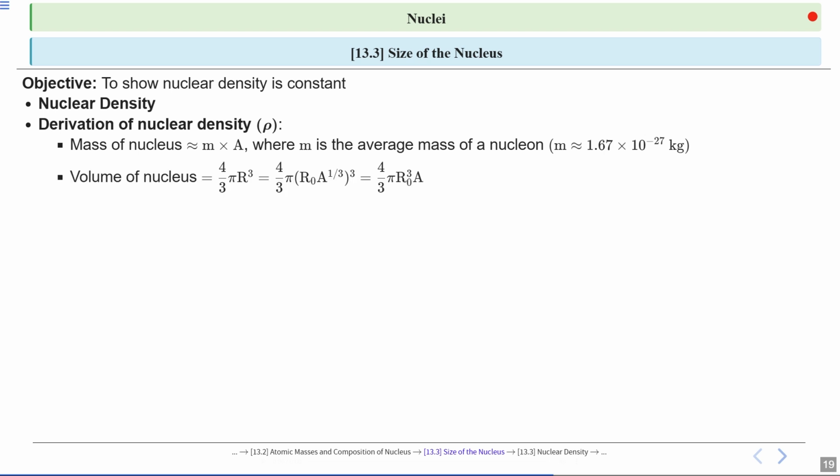Next, let's calculate the volume of the nucleus. The nucleus is roughly spherical, so its volume is 4/3 pi times the radius cubed. The radius of the nucleus is given by R equal to R naught times A raised to the power 1 by 3, where R naught is a constant, about 1.2 times 10 to the power minus 15 meters. When we substitute this into the volume formula, we get volume equals 4 by 3 pi times R naught A raised to the power 1 by 3 whole cubed. And finally we get 4 by 3 pi R naught cubed A.